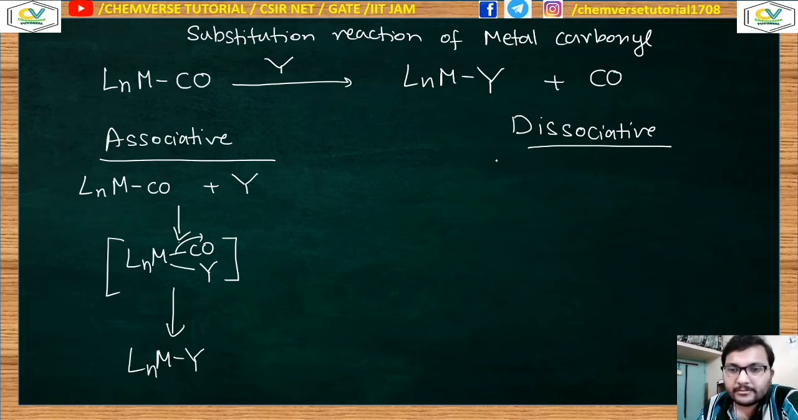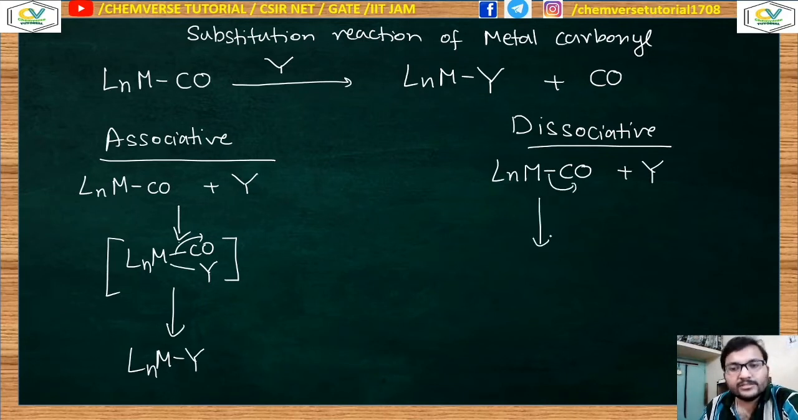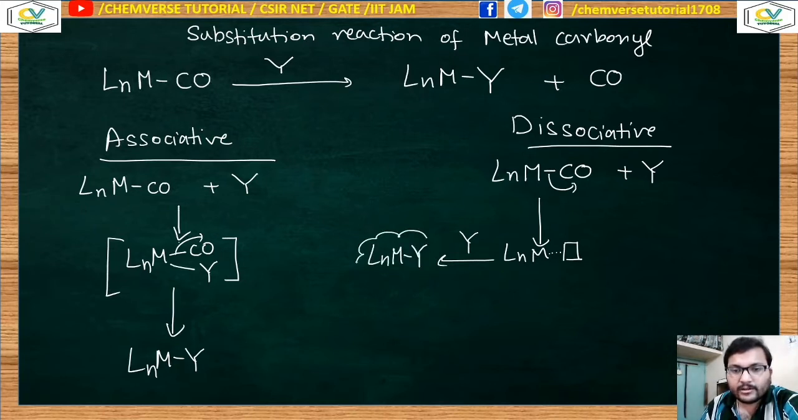For the dissociative case, it is your metal carbonyl molecule and the incoming ligand is Y. For the first step, what is happening? There will be the cleavage of this bond. So you are getting this kind of system, and over here Y attaches to the vacant position of the metal, because when carbonyl is removed from the system, there will be a vacant position over here and Y will occupy that vacant position. So this will form the same product but with a different mechanism.